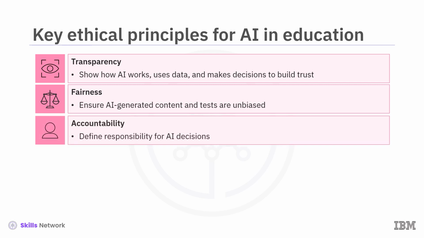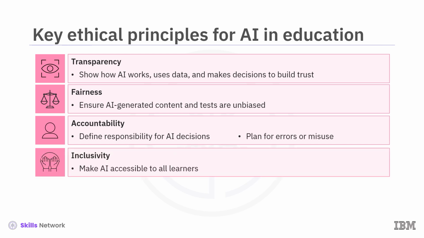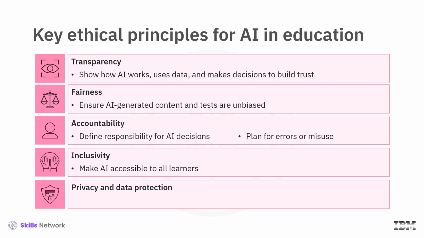Accountability. There should be clear rules about who's responsible for decisions made with AI help. Plans should be ready to deal with mistakes, unexpected results, or misuse of AI. Inclusivity. AI systems should cater to different learning needs and backgrounds. They must be accessible to all students, including those with disabilities. Privacy and data protection. Strong data protection steps, such as making data anonymous, storing it securely, and limiting who can see it, need to be implemented. AI tools should follow legal and regulatory rules, such as the Family Educational Rights and Privacy Act, FERPA, and the General Data Protection Regulation, GDPR, to protect student information.